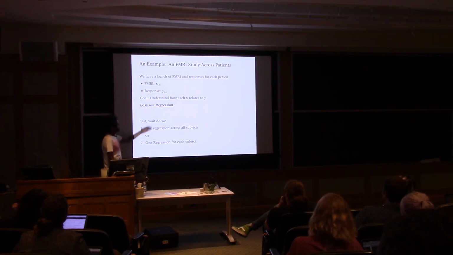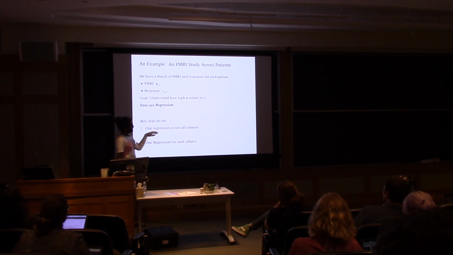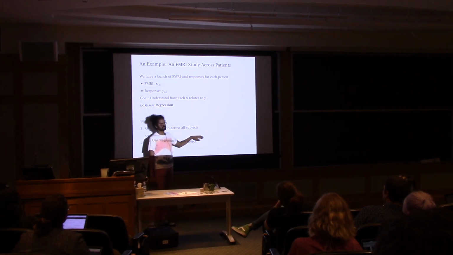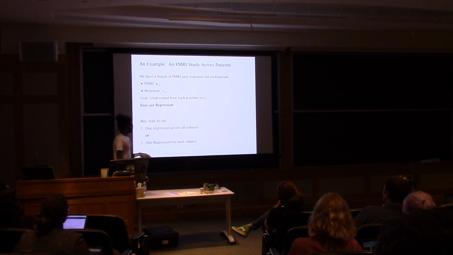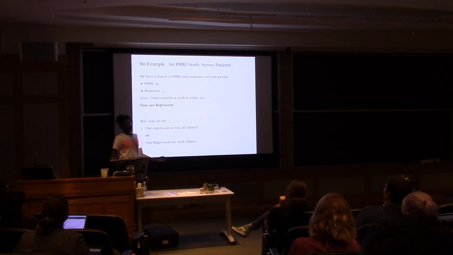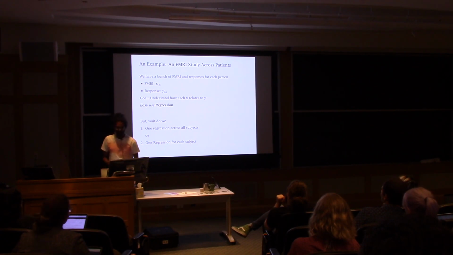But I have a question, and maybe you all can help me out with this: should I do one regression across all of the subjects, or should I do one regression for each subject? Both of these are valid ways to answer this question because I have multiple data points per subject. But if I have data from other subjects, it might help me share some strength because people look similar. Does anybody have an opinion on this?